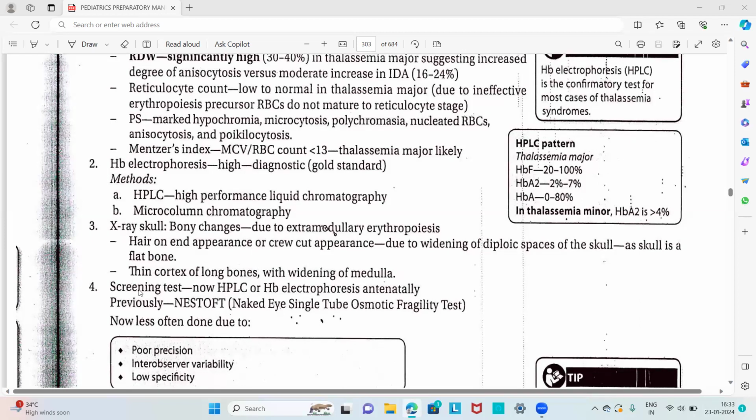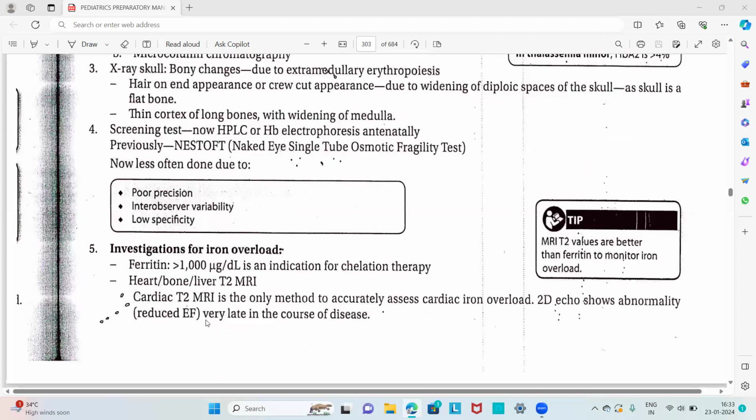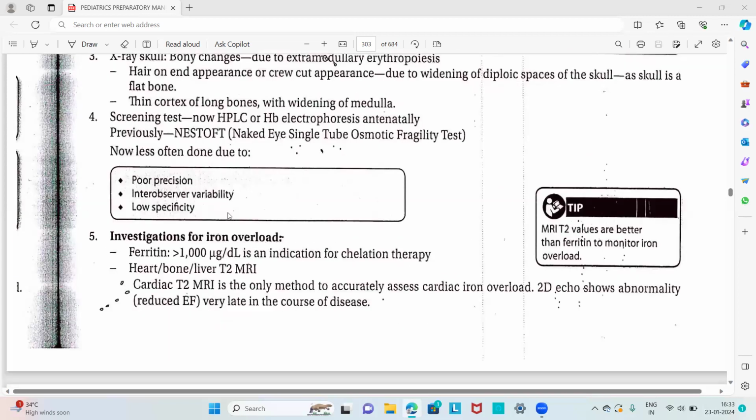So these are the features, that is hair on end appearance, crew cut appearance and thin cortex of long bones, which are the X-ray findings in the case of thalassemia. Then we have screening tests like high performance liquid chromatography or hemoglobin electrophoresis antenatally. Previously the NESTROFT test was also used. Then investigations for iron overload are also looked for. That is, we have to look at ferritin; greater than 1000 micrograms per deciliter is an indication for chelation therapy. Heart or liver T2 MRI we have to look for.